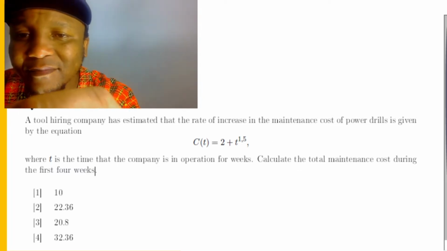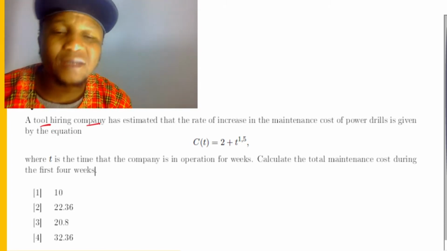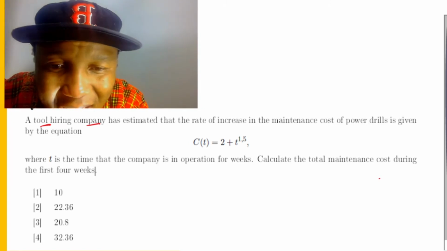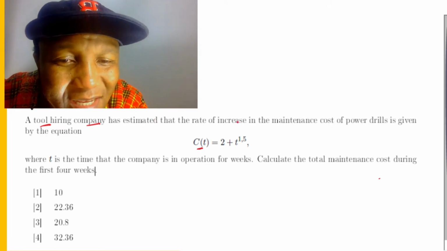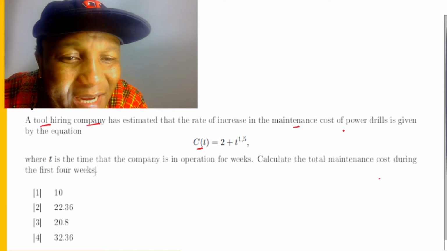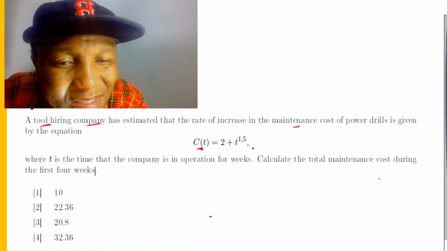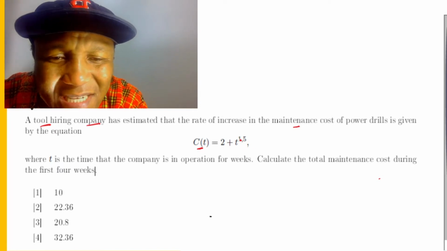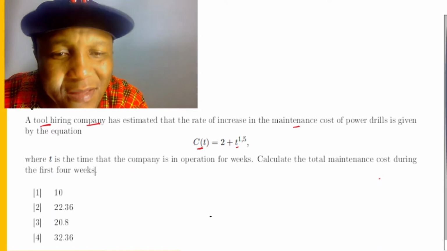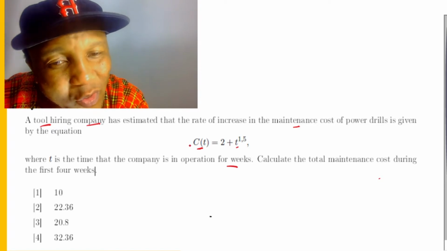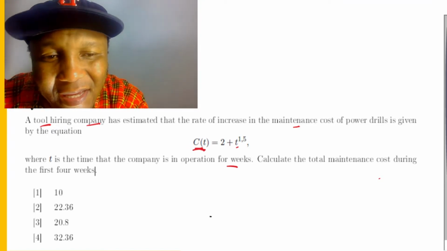Let's get started. Let's say here a tool hiring company has estimated that the rate of increase of maintenance is given by this equation. So what does that mean? T represents time. It means if you replace this time with whatever you have, and this time is in weeks, we're going to get the rate. So T represents the time, and C is the rate.